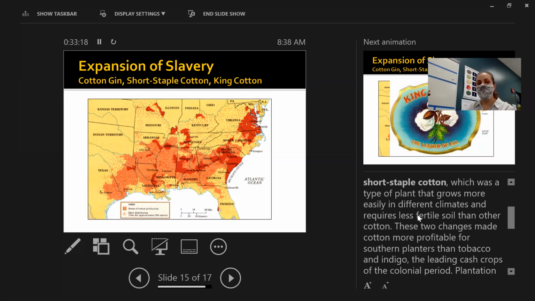At this time, the South also swaps to short staple cotton. Short staple cotton is a type of cotton that grows much easier. So it's easier to grow. It also can grow in different climates. So again, it's much easier to grow. It grows in different climates, and it requires less fertile soil. So you don't need to have perfect soil to grow short staple cotton.